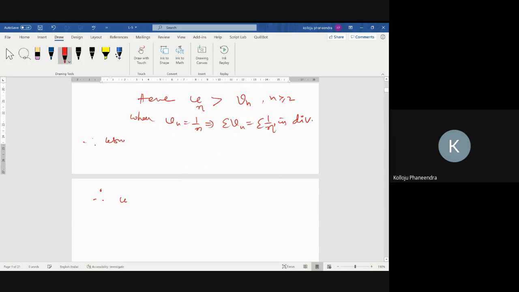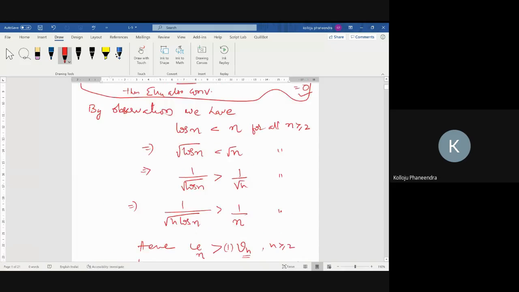Therefore, using the second test, comparison test 2. What is the statement of comparison test 2? Un and Vn are both positive term series, and Un is greater than or equal to k into Vn. K value here is 1, for all n, and the right side series sigma Vn is divergent, then sigma Un also diverges. Okay, this is the problem. Any doubts?